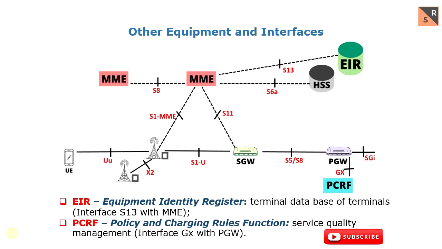Pay attention in this figure. Here we have a representation of all nodes of 4G network. The EIR, Equipment Identity Register, is the database for terminals which have been stolen. The interface between MME and EIR is called S13. We also have the PCRF, Policy and Charging Rules Function, which takes care of managing quality of service, and there is a Gx interface between the P gateway and the PCRF.